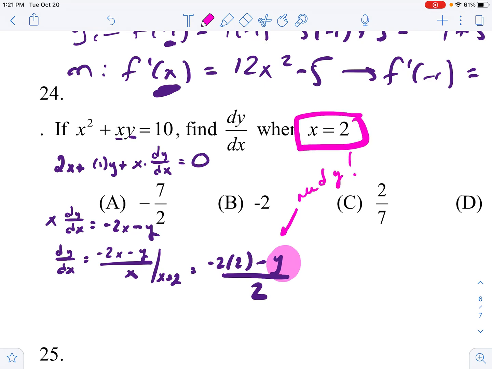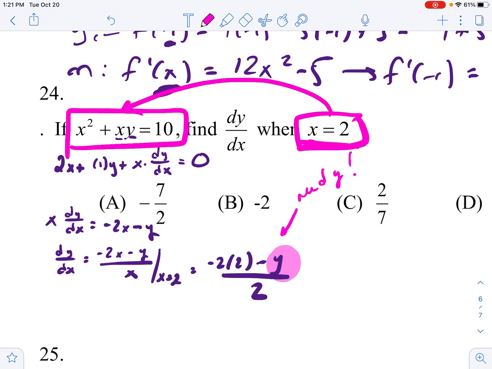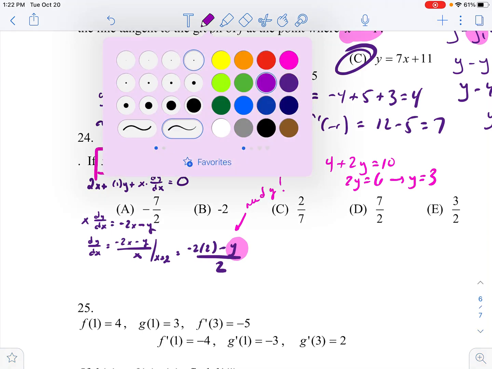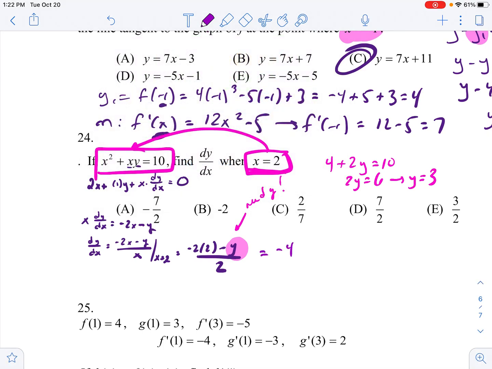So how do we do it? Well, here's the curve. Here's the x value. Not uncommon to have to plug one value back into the original curve to get the corresponding y value. So if I plug 2 in for x into the original, 2 squared is 4, plus 2y is 10, so 2y is 6. I guess that makes y 3. All right, so going back, we're going to have -4 minus 3 over 2 is -7/2, choice A.